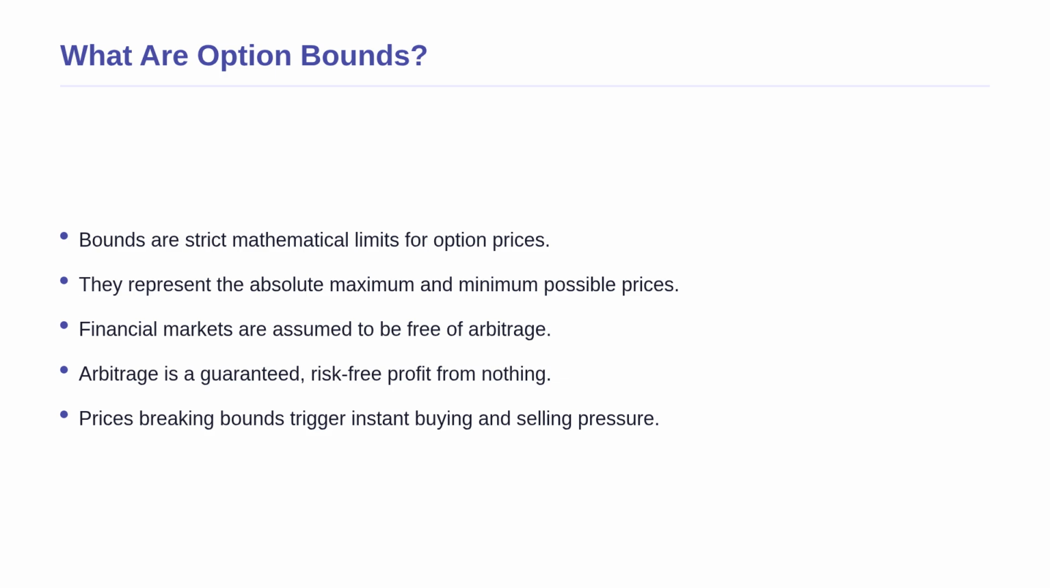They exist because we assume financial markets are free of arbitrage. Arbitrage is essentially a loophole that allows someone to make a guaranteed risk-free profit out of thin air. If an option's price goes above its upper bound or below its lower bound, traders will instantly exploit this. They will buy the cheap asset and sell the expensive one. This massive buying and selling pressure quickly forces the price back within the bounds.